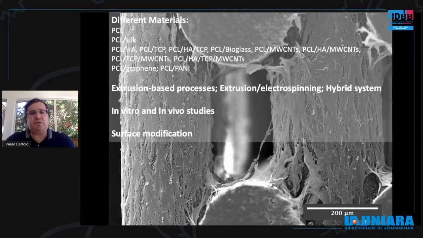Today, I'm not going to provide too much detail about these different materials and the effect of these different materials. I'm focusing more on recent works related to surface modification, the concept of hierarchical scaffolds.